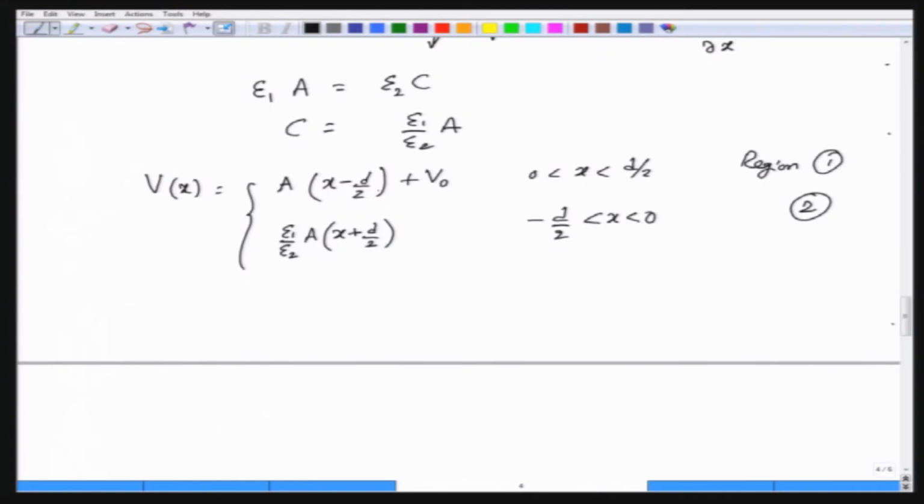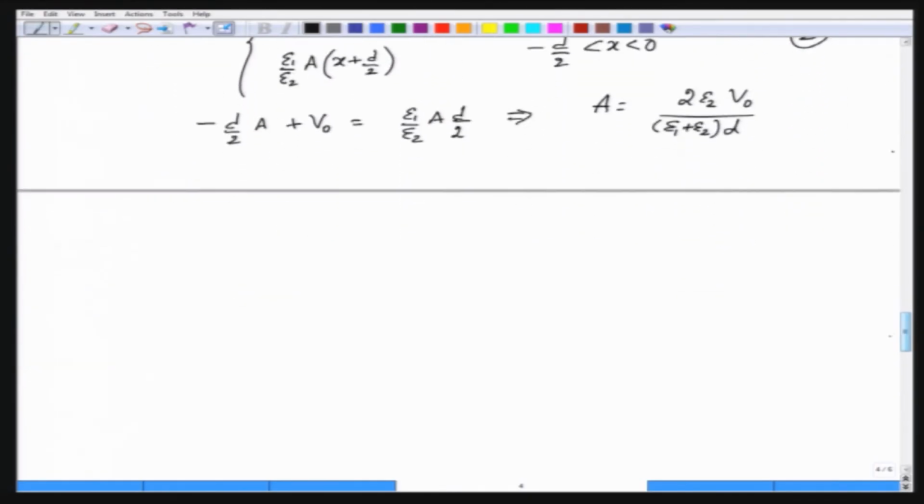So, if you do that, you will get minus d by 2 A plus V 0 must be equal to epsilon 1 by epsilon 2 A at x equal to 0, that will be d by 2, right. Now, this equation allows me to find out what A is. If you solve this equation, you will see that A is equal to 2 epsilon 2 V 0 divided by (epsilon 1 plus epsilon 2) into d. Okay. Now, I have found out all 4 constants and my solution is now complete.